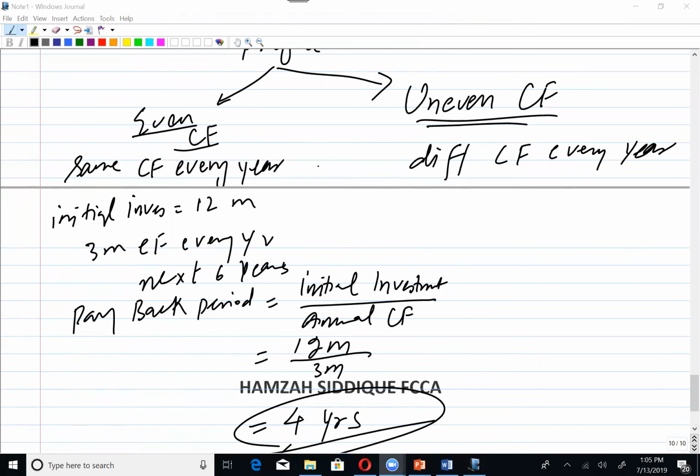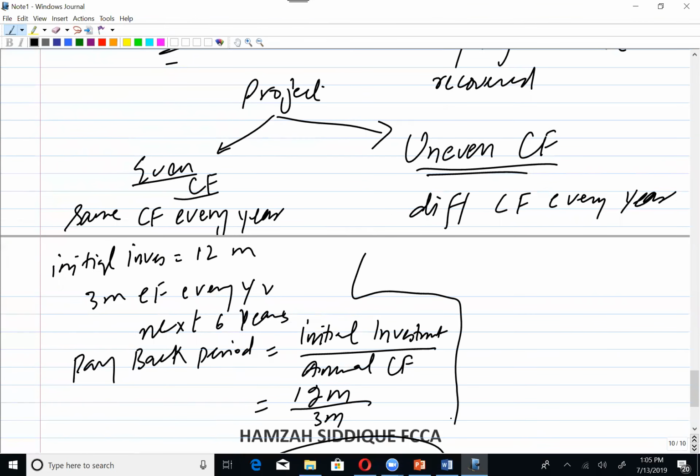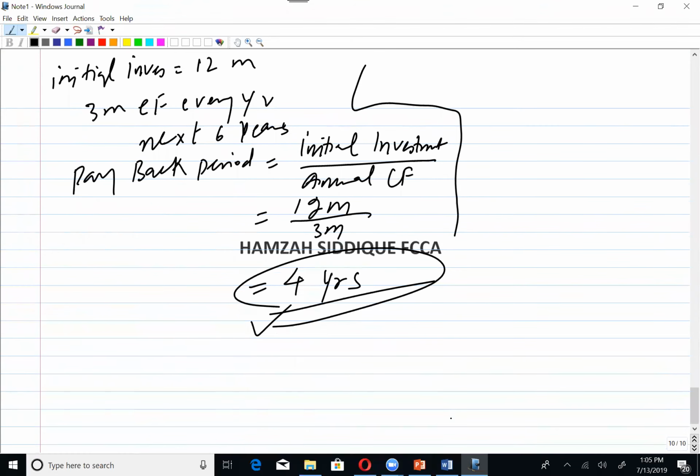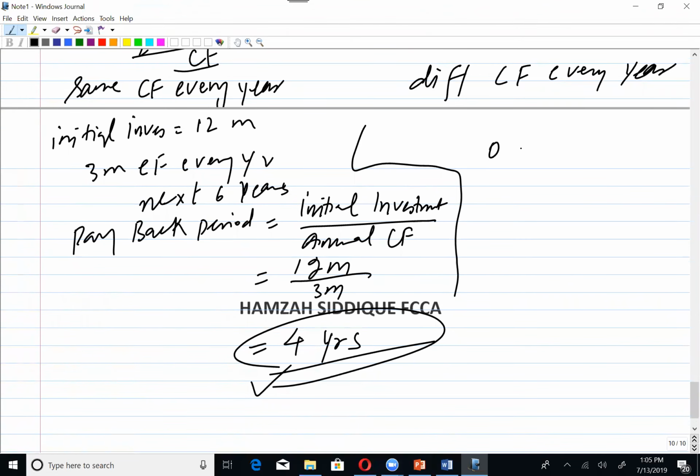Now, the next is uneven cash flow. If a project has uneven cash flows, then, for example, just see here, years 1, 2, 3, 4, 5. Initial investment is 700, then 200, 350, 175, 190, and 200. Here are the cash flows. Now, how to calculate payback?